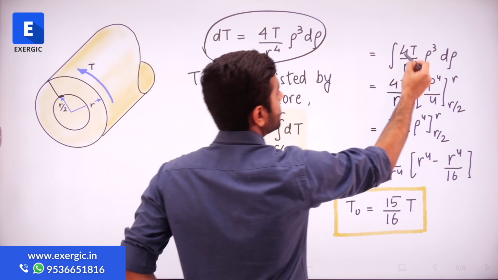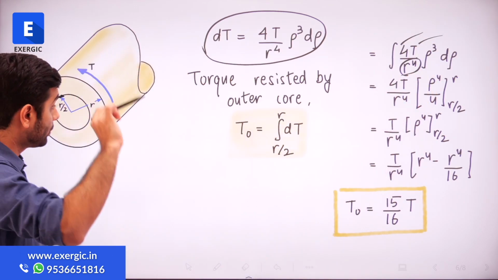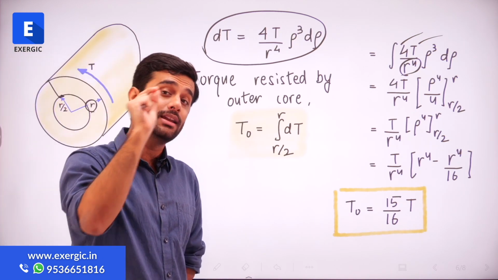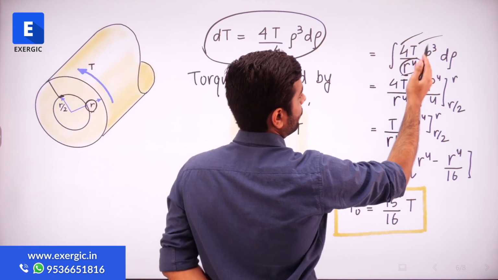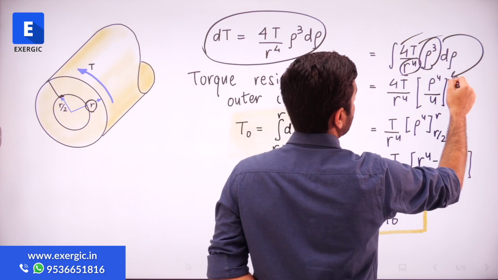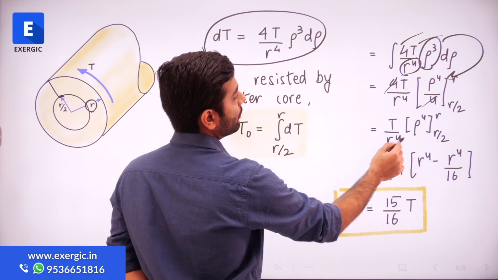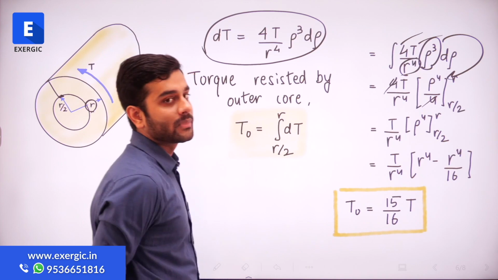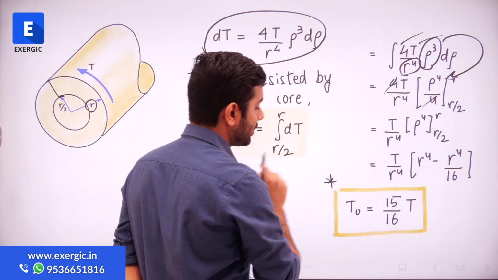You put the expression 4t by r to the power 4, r constant. Please note, r here is not the general radius, any radius. It's specifically the maximum radius, which is a constant value. So 4t by r to the power 4 will come out of the integration. Rho cube will become rho to the power 4 by 4. 4 and 4 will cancel. You will get t by r to the power 4 and rho to the power 4 from r by 2 to r. Put the value, simplify it. This is the expression that you will get.